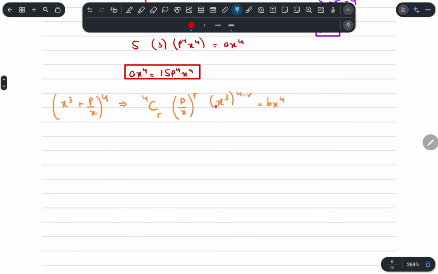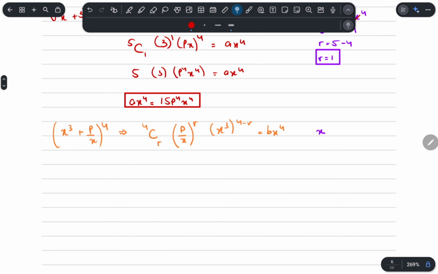We need to isolate the unknown x values. So again, we'll have x^(3(4 − r)), 3 fours are 12, so x^(12 − 3r), upon x^r, equals x^4.